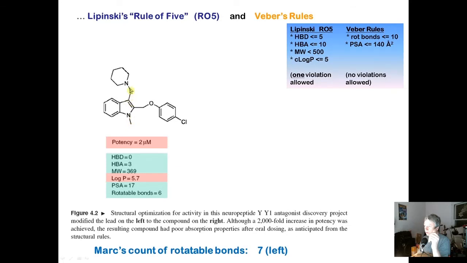1, 2, 3. 4, that's CC bond. 5 is the CO bond. 6 is this OC bond. And 7. There's 7. That's why I say 7. I think the person that I got this from, a textbook, was mistaken. I just disagree with them. But nevertheless, 6, 7, it's still under the Weber rules of rotatable bonds. So this should be an orally bioavailable drug according to Lipinski rule of 5 and the Weber rules, or the Weber rule of 2. Okay.